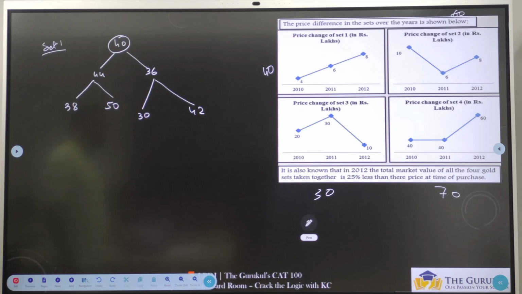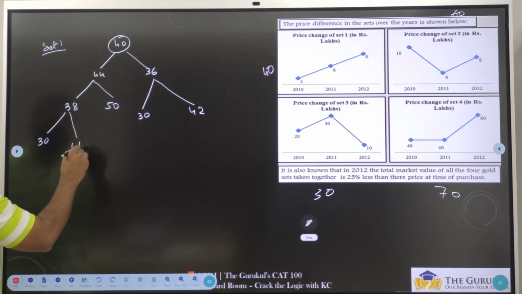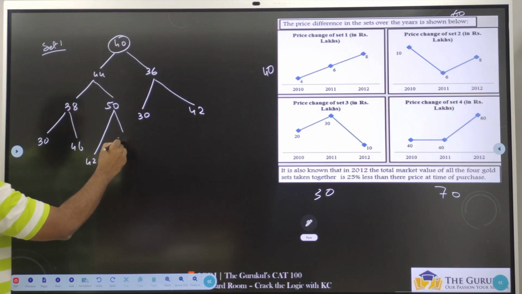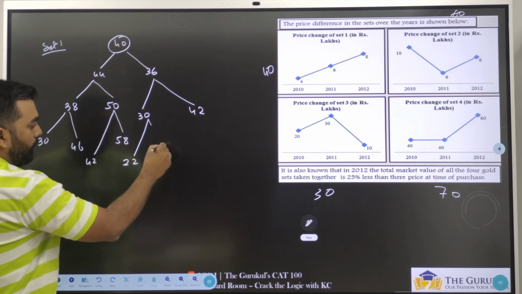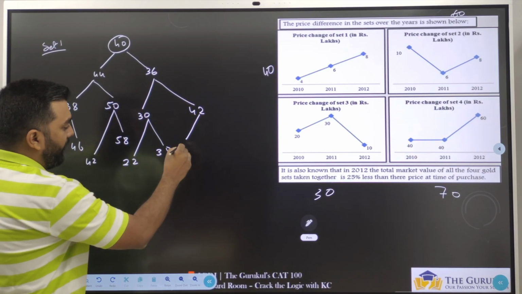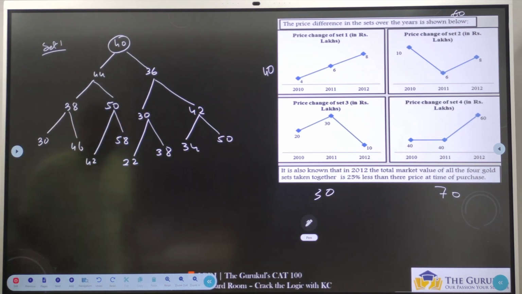Next, in 2012, with respect to the previous year, the difference is 8 lakh, which means it can be an increase of 8 lakh or a decrease of 8 lakh. It can be 30 or 46, or 50 minus 8. It can be 42 or 58. It can be 22 or 38, or 42 minus 8, which is 34 or 50. Clear? Very good. This is for set 1.